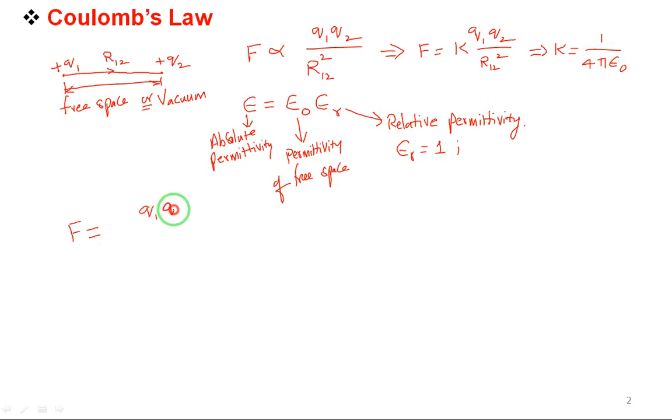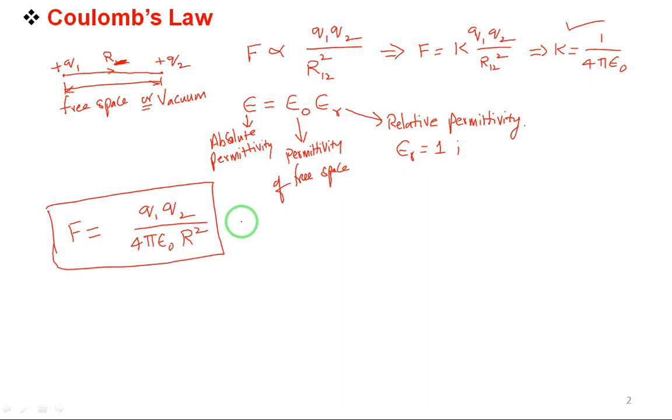Then I will write the force of attraction or repulsion between the two charged bodies. The formula is q1 q2 by 4 pi epsilon naught r12 square, or simply r square. Instead of r12, I can write r also, no problem, right? So this is the formula we get. And the unit of force is newtons, N. Simply you can write N or newtons. Okay, this you are familiar with.